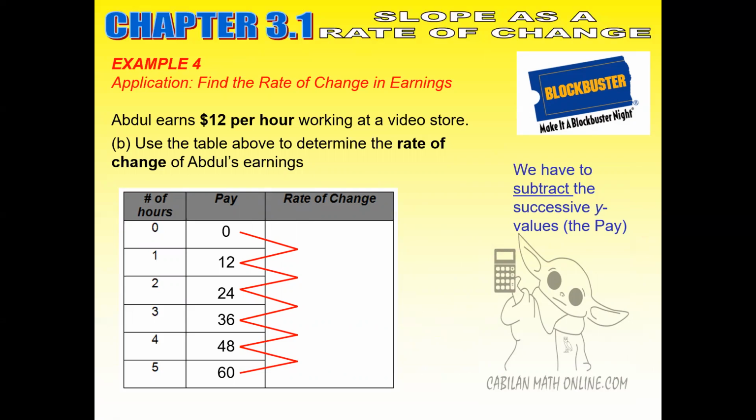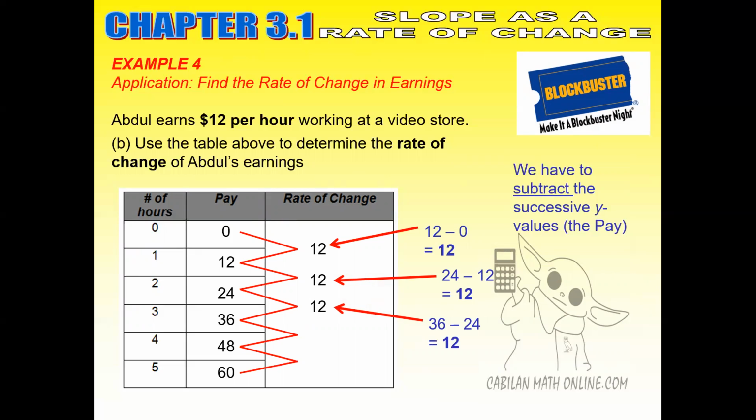Another way you can do it, again, is to subtract the successive y values, which in this case is the pay. So for the first one here, we have 12 minus 0, which gives me 12. Next one here will be 24 minus 12. Well, that gives me 12 as well. Okay, and you can see here 36 minus 24. Okay, that gives me 12. Okay, so you can see that all these numbers here are all going to be 12 here. So the rate of change here is going to be 12.